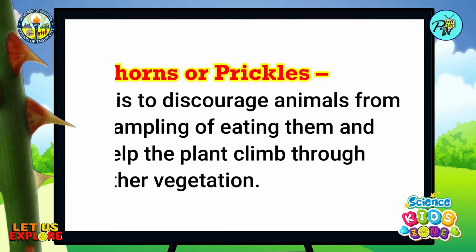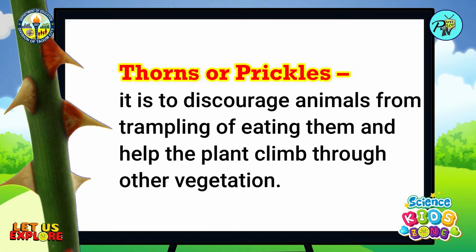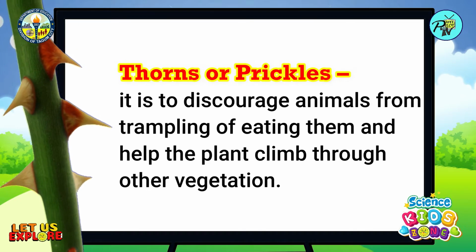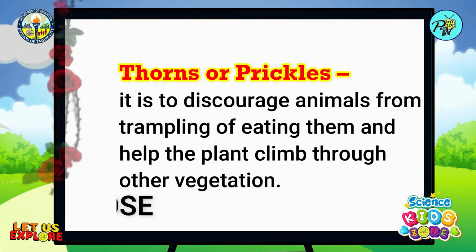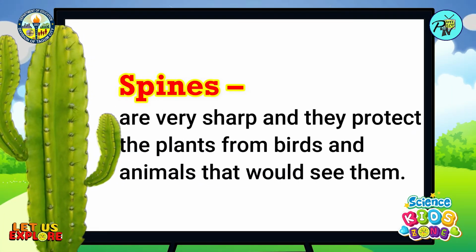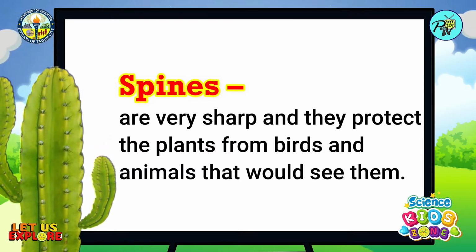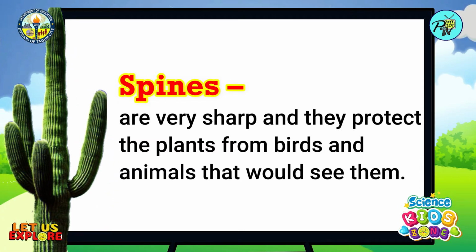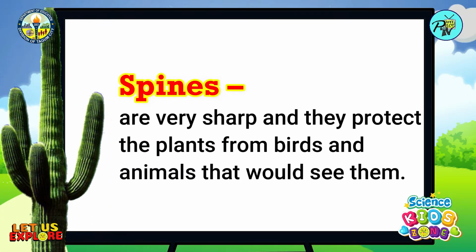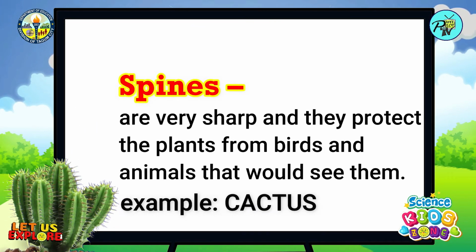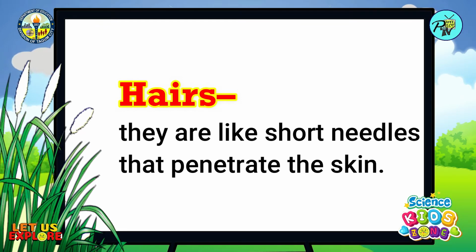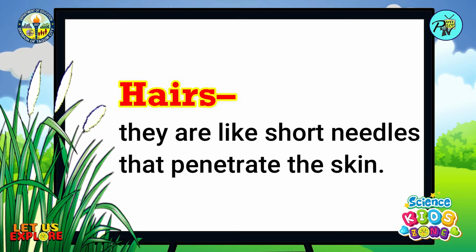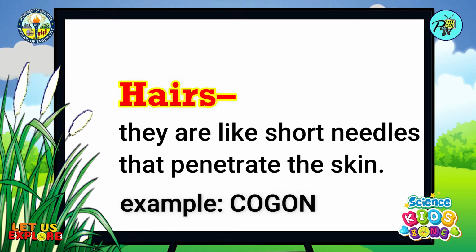Thorns or prickles. It is to discourage animals from trampling or eating them and help the plant climb through other vegetation. Example, rose. Another protective structure is spine. Spines are very sharp and they protect the plants from birds and animals that would eat them. Example, cactus. Hairs. They are like short needles that penetrate the skin. Example, cogon.